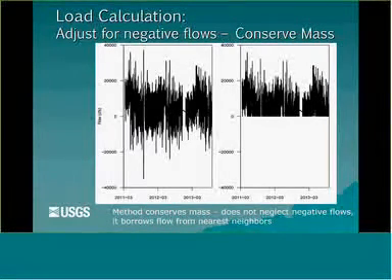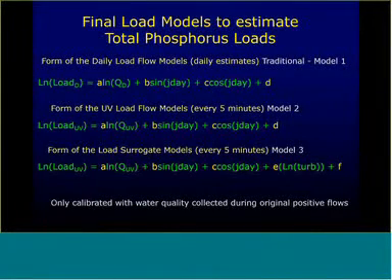So after we fixed our flows, then we want to go back and take each one of these models and figure out the coefficients in them. So we took all the data that had positive flows, put it into a multivariate regression, and figured out for the traditional model 1, we wanted to figure out values for A, B, C, and D. The same thing for the second model. The third model, very much like the other ones, the only difference is that we added our surrogate, log turbidity, and then we went through and calibrated the models.